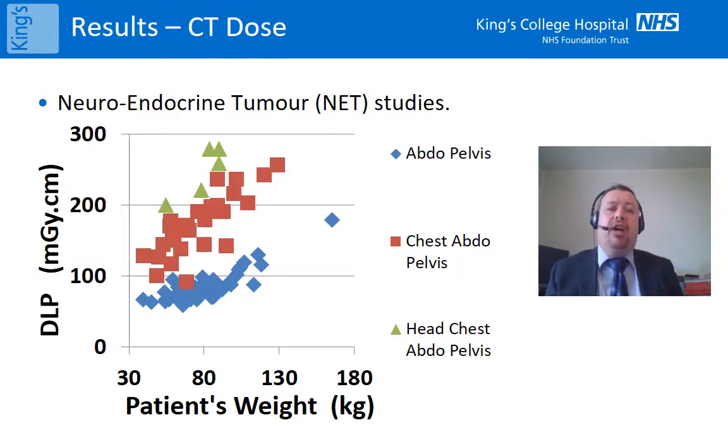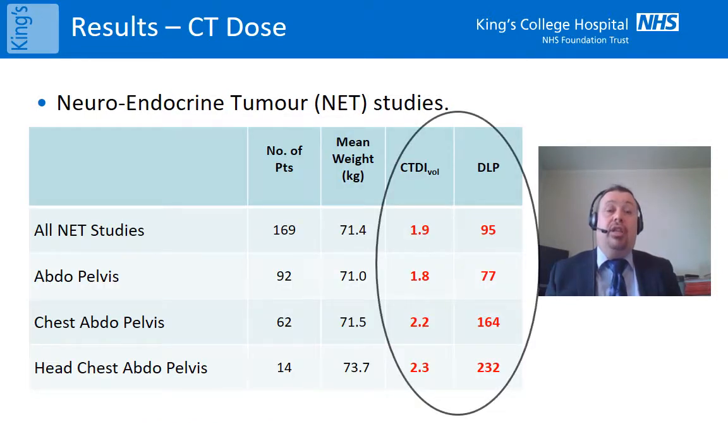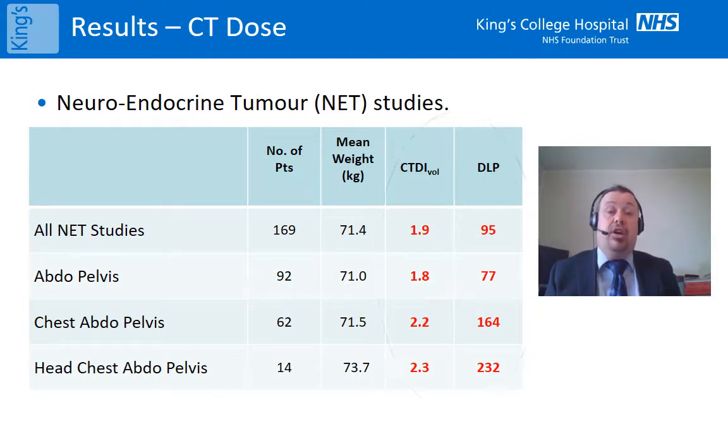If instead we divide the neuroendocrine studies based on the scan volume, then it is clear that there are three different groups, which can be defined by the number of SPECT-CT beds. Those groups are abdo-pelvis, chest abdo-pelvis, and head chest abdo-pelvis. You can see here the locally derived DRLs for neuroendocrine studies. As you can see, the DRL changes with the number of SPECT-CT scan beds, especially when we consider the DLP.